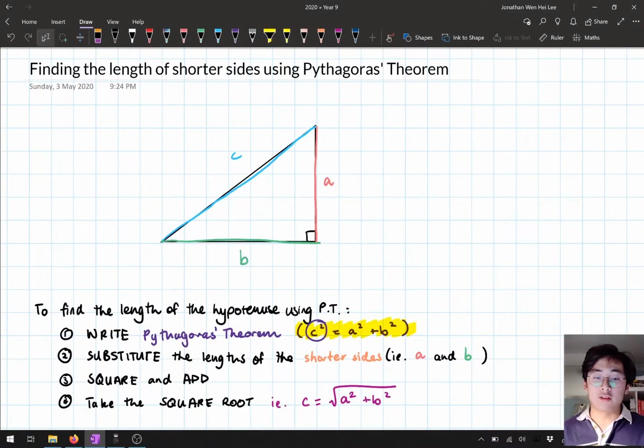What I'm going to do in this next video is go through the next section in your Learning from Home booklet. In this section, we're going to be looking at finding the length of shorter sides in right angled triangles using Pythagoras' Theorem.